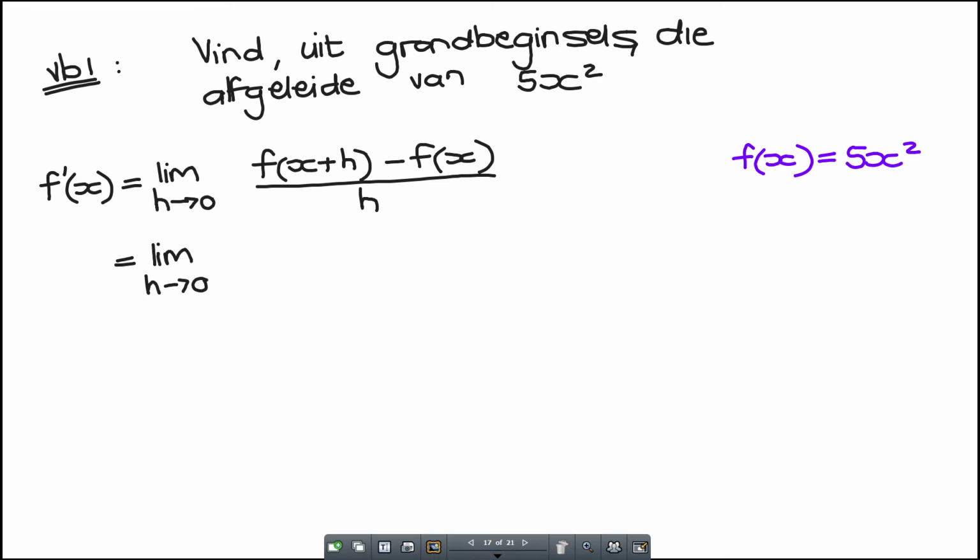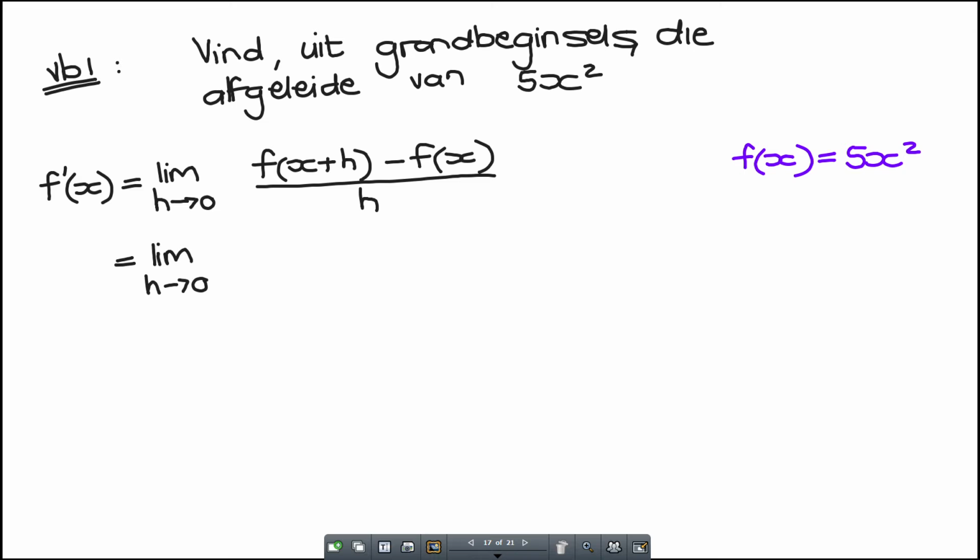Nou moet jy gou onthou, nee? When we did those limits, what was the first thing that we had to do? We have to simplify and then eventually factorize and cancel out. And right at the end, we substitute in that h is 0. Nee, so ons gaan nou selfde goed gebruik. Nee? No, it's the same thing. It's just this added step.